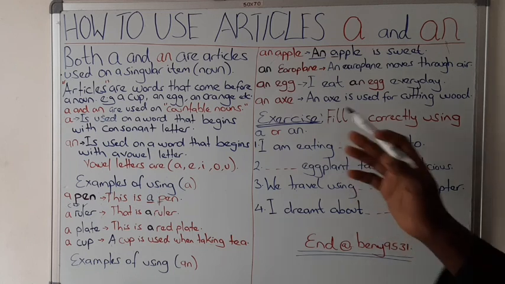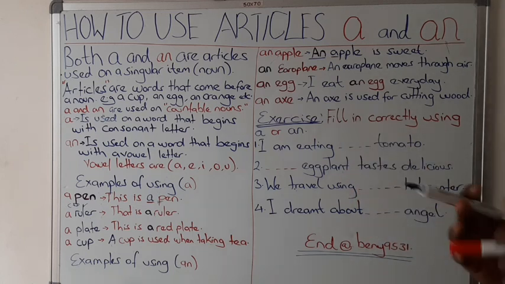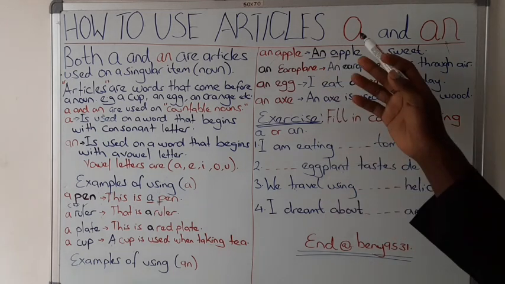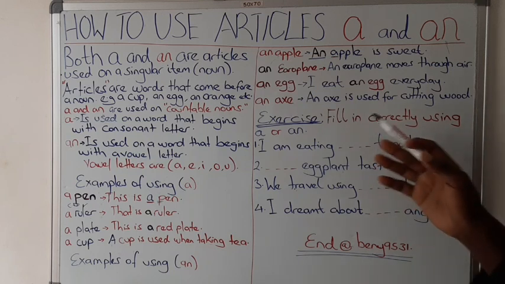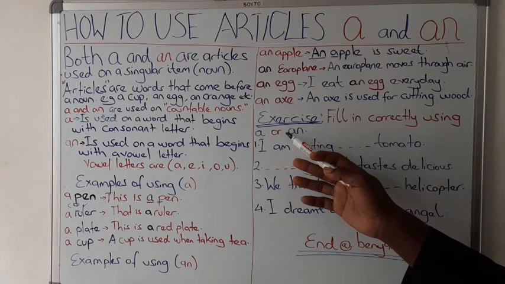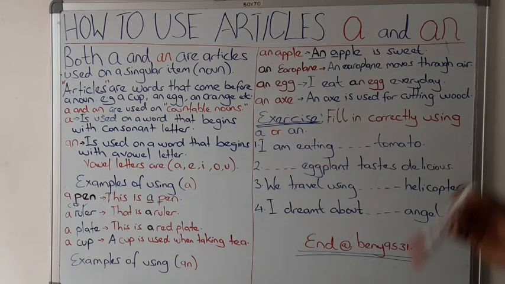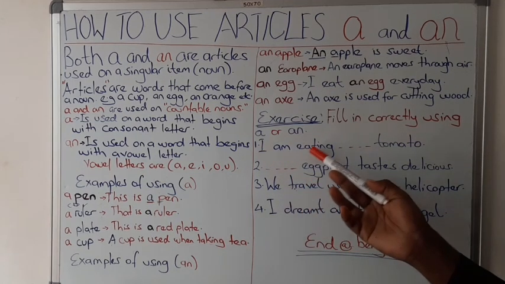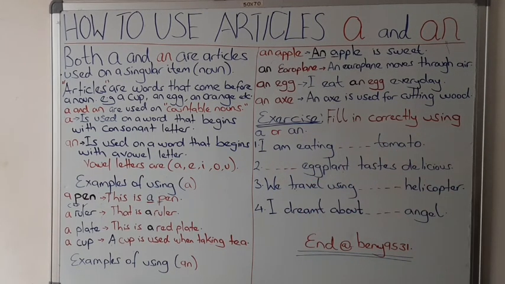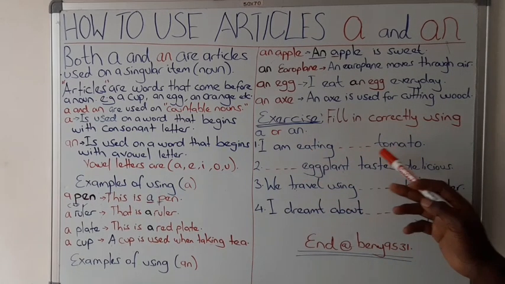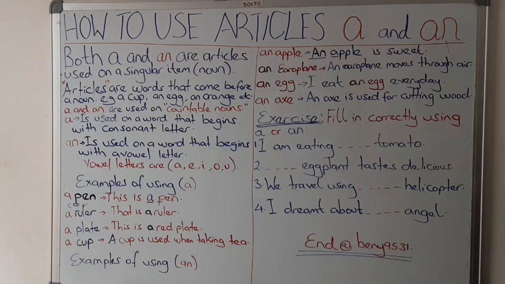Okay, let's have some exercise such that I see whether you've understood articles a and an. Fill in correctly using a or an. You're going to fill in these sentences using a or an. Example number 1. I am eating dash tomato. Remember, we say these articles talk about one thing or one noun. So I am eating dash tomato. And what is the answer here?